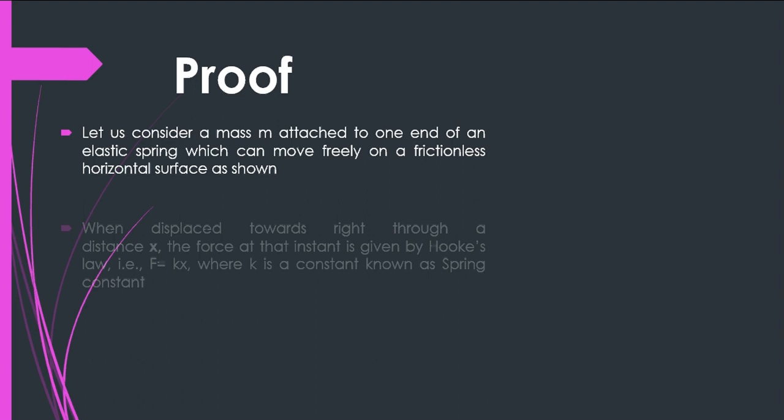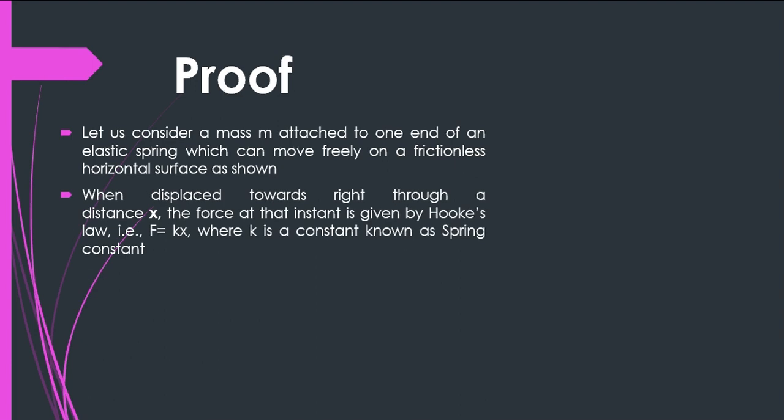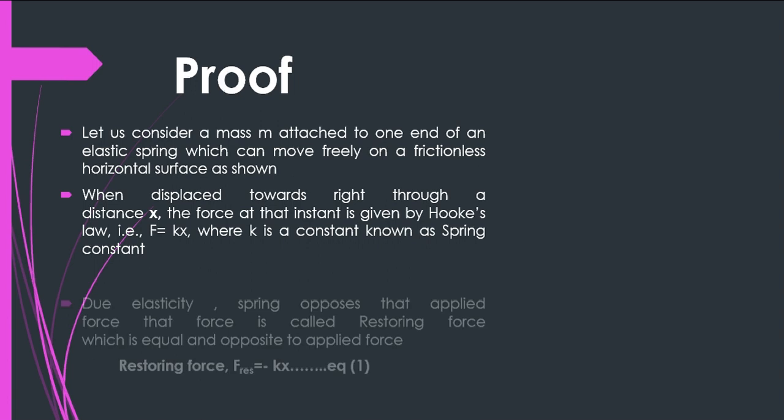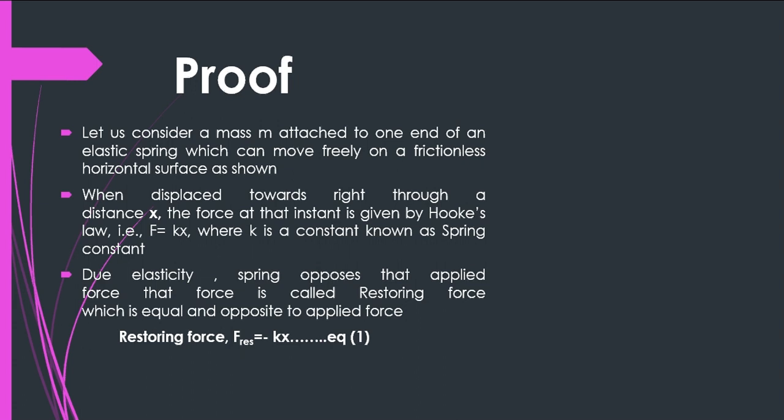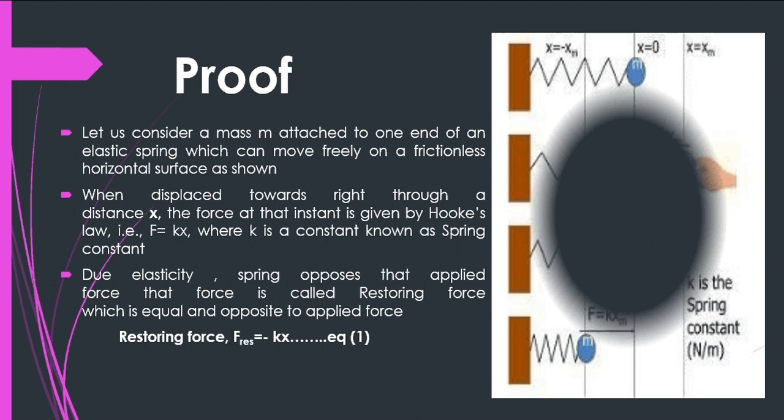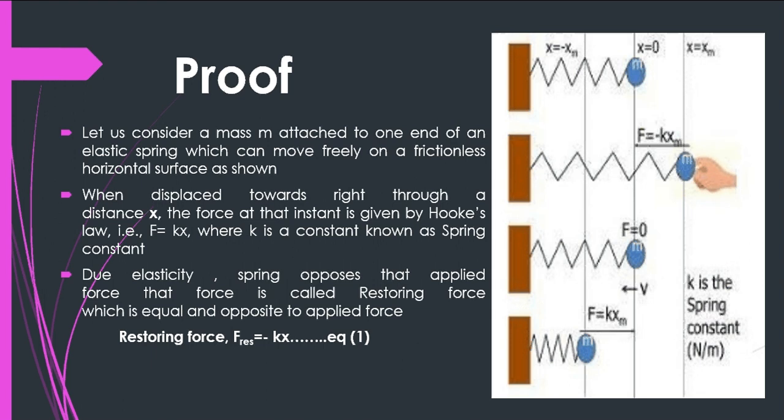Proof. Let us consider a mass m attached to the end of an elastic spring which can move freely on a frictionless horizontal surface as shown. When displaced towards the right through a distance x, the force at that instant is given by Hooke's law. According to Hooke's law, there is a relationship between force and displacement, as on the right hand side of the diagram. A mass is attached to the spring. One end of the spring is fixed, the other end is free, and on the free end a body of mass m is attached.